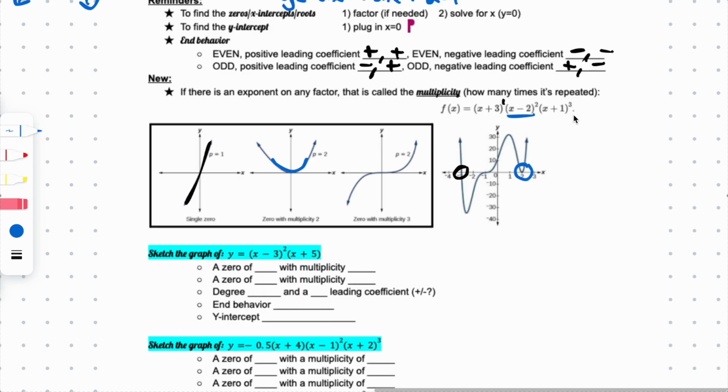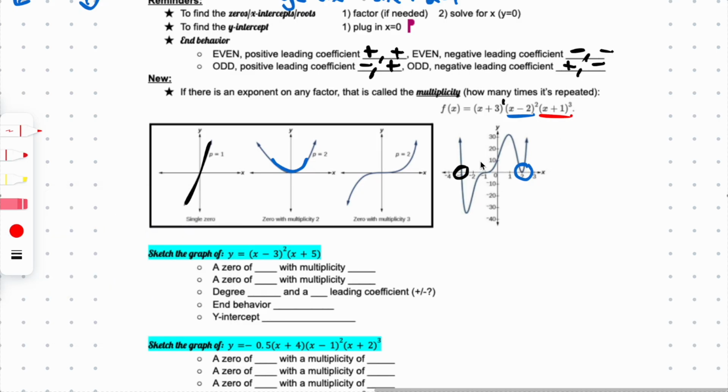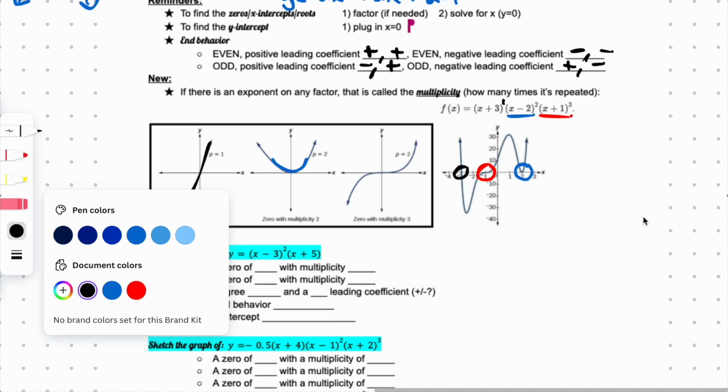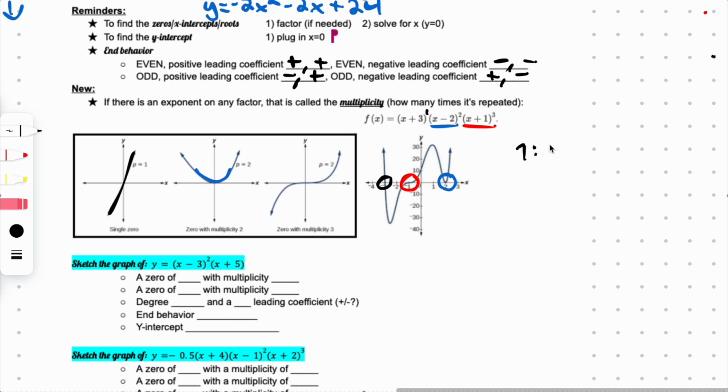For x plus 1 to the third power, we now have a multiplicity of 3 since we're raising it to the third. We're going to drag. So notice that we drag here. So when we have a multiplicity of 1, we go straight through.